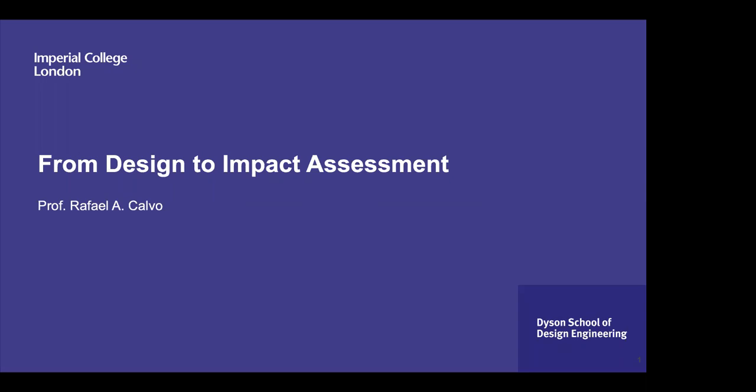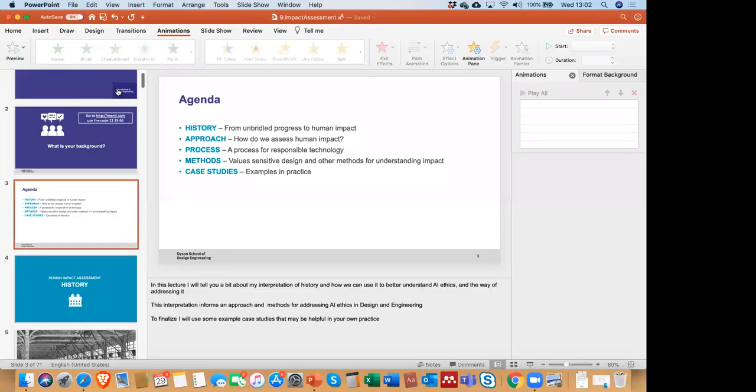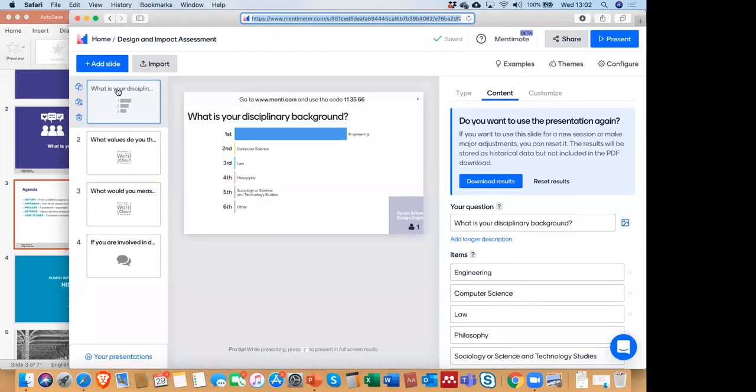Before I start, I wanted to ask everybody to go on your mobile phones, please, to menti.com and use the code 113566. I'm going to try to make this session a little bit more interactive, and to do that I'm going to be using this tool that allows me to ask questions and hear back from the audience. So when you go there, again menti.com, use the code 113566, and then you get to vote on what your different disciplinary backgrounds are.